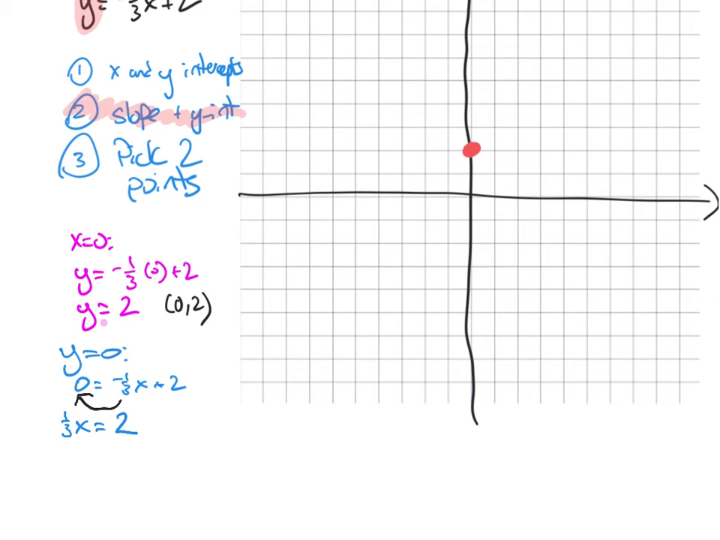In order to solve for x, we need to divide. So we're going to divide both sides by 1/3. When we divide this side by 1/3 and that side by 1/3, 1/3 divided by 1/3 is just 1, so we just have x on the left side, and on the right side we're dividing 2 by 1/3.